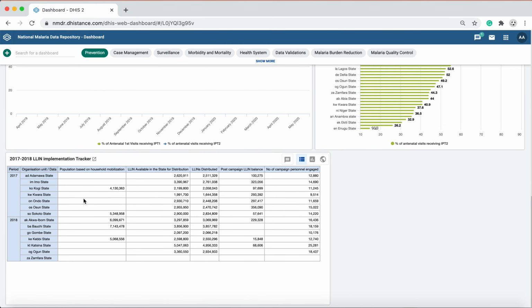So we do also have a table that displays an LLIN implementation tracker. We are discussing with the IVM team to give us other indicators or other displays that we can put this data. But this is just a summary of how to look at population based on household mobilization. That's mobilization data. Then we looked at LLIN available for distribution, then those number distributed for 2017 and 2018. We are working to also update this data to 2019. Then the post-campaign LLIN balance, and then how many personnel were engaged in the states that we carried out this campaign.